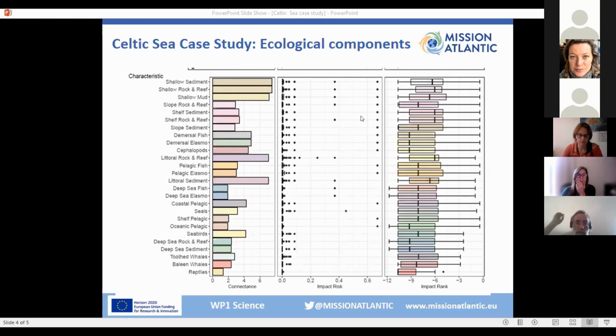You can see some evidence that the shallow sediments, the shallow rock reef, and the shallow mud are the main components that are impacted and at risk in our system. But in fact, there are quite a lot of things that are important. The sediment and rock reef into the deeper part of the Celtic Sea is also critically or seriously at risk. And in fact, some of the fish groups are also at risk.